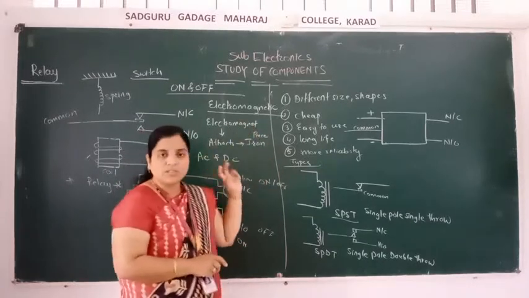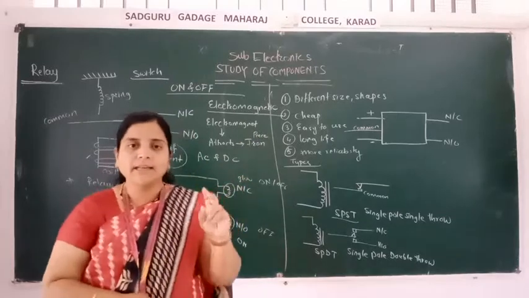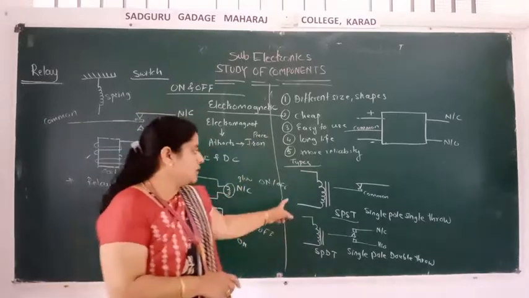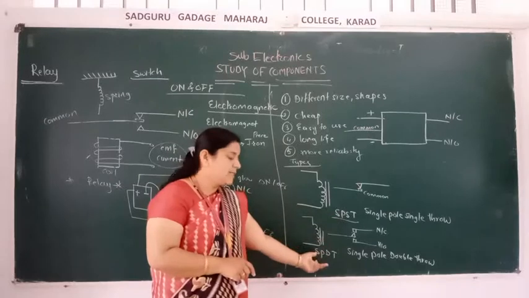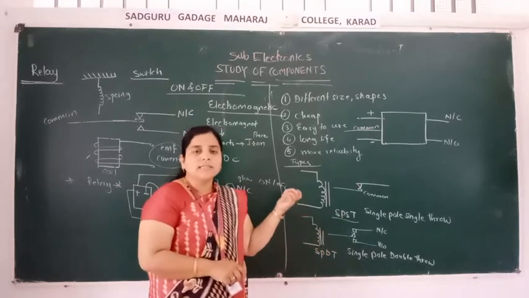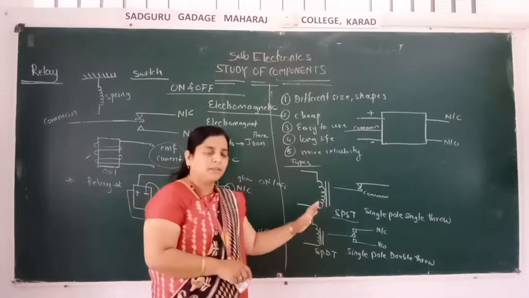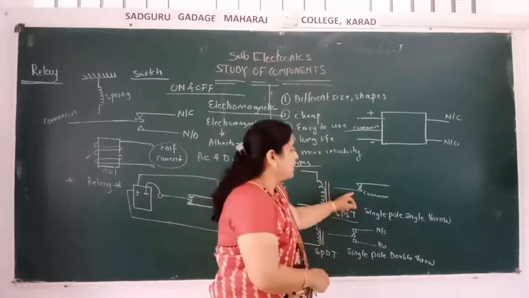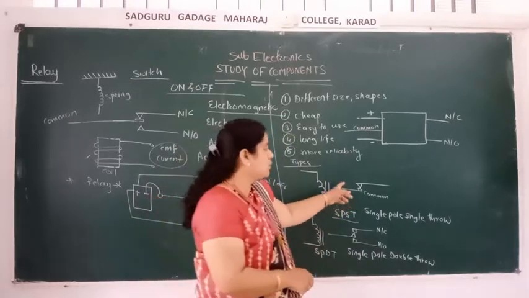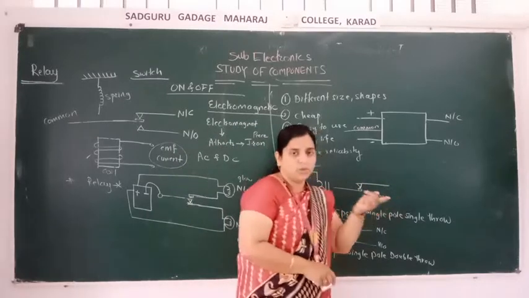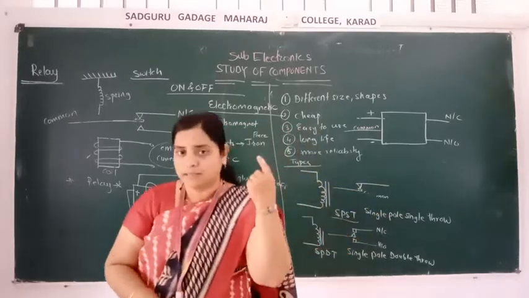Today we are going to see only relay. In that relay you only need to understand these two things, that is SPST and SPDT. SPST means single pole, single throw, and SPDT means single pole, double throw. Pole means common line. Okay, throw means where you want to connect, where you want to throw that common line.